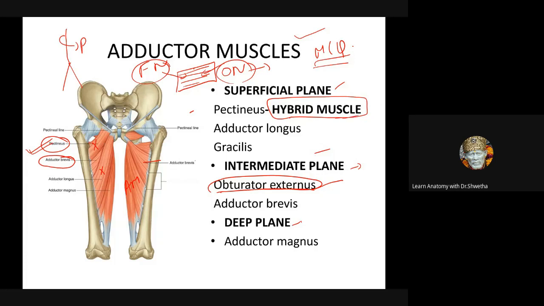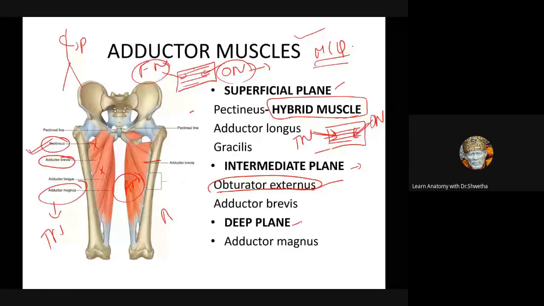Now, as you all said, adductor magnus is also a hybrid muscle. Can you tell me which nerves supply it, students? One nerve you already know by now. It is a muscle of which compartment? Adductor compartment. Obturator nerve. Very good. Then, adductor magnus is also a component of the hamstring muscles. The hamstring muscle, as a rule, is supplied by the tibial nerve, right? So adductor magnus is supplied by the tibial nerve and the obturator nerve. That is why it is again a hybrid muscle.